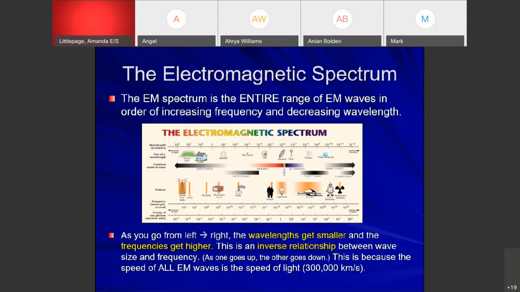The speed of all EM waves is the speed of light. This is a key fact for you guys to take away from this. There is different energy being carried between these, and there are different frequencies and wavelengths. However, all of these waves travel at the same speed. And that's about 300,000 kilometers per second, which is the speed of light. So they all have the same speed. They just have different wavelengths, frequencies, and different energies associated with them.